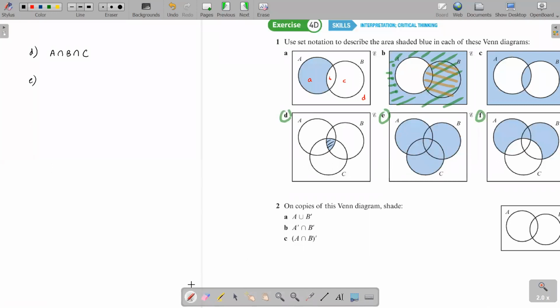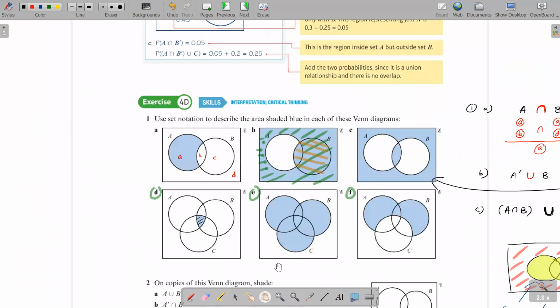Which means this is not an intersection, because intersection is the common region, but this is a union, right? So you can write A union B union C. In that case, you shade all the regions belonging to circle A, circle B, and circle C. And that's exactly what has happened. Okay. All right. So give an attempt on part F.